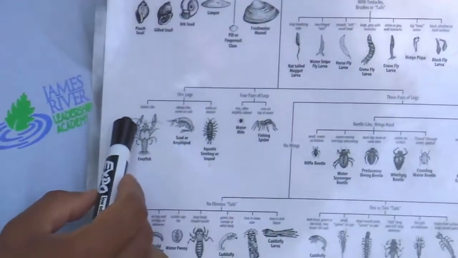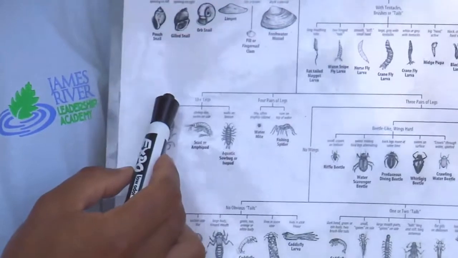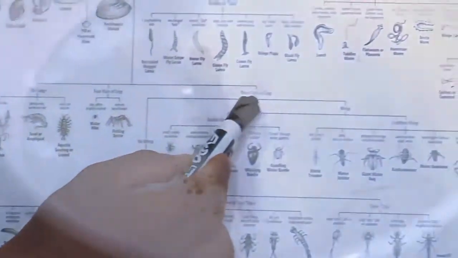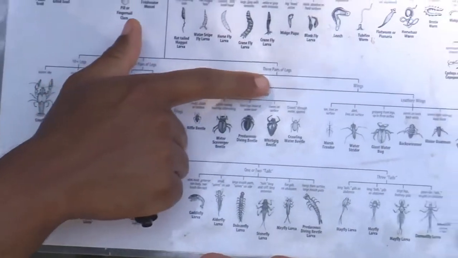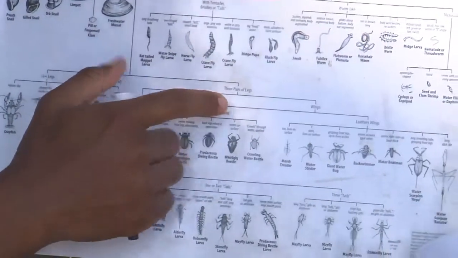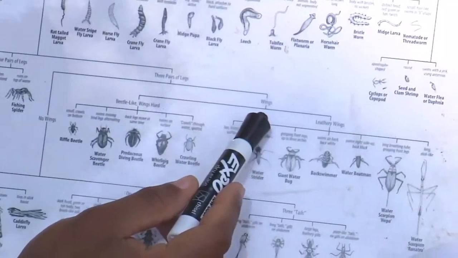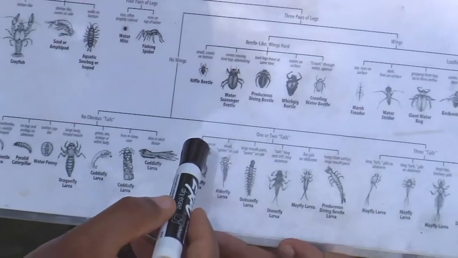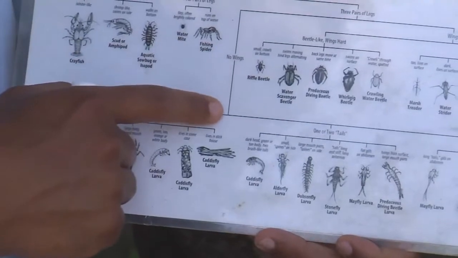The next question that it asks is, does our organism have 10 plus legs, 4 pairs of legs, or 3 pairs of legs? What do you all think? This organism actually has 3 pairs of legs. So that leads us to this next question. Does our organism have wings or no wings? Our organism has no wings. So we're following this down here.